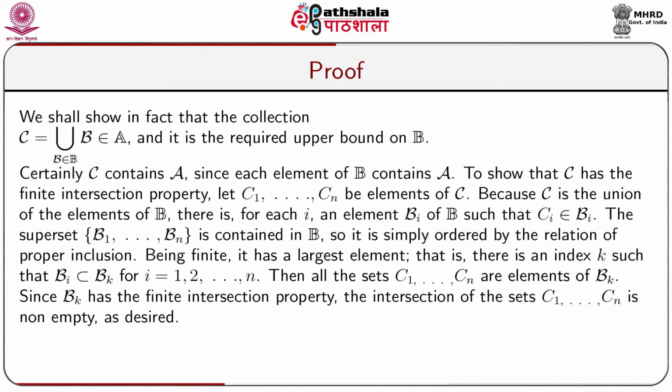Being finite, it has a largest element, that is, there is an index k such that script Bi is contained in script Bk for i equal to 1 to n. Then all the sets C1, C2, ..., Cn are elements of script Bk. Since script Bk has the finite intersection property, the intersection of the sets C1, C2, ..., Cn is non-empty as desired.